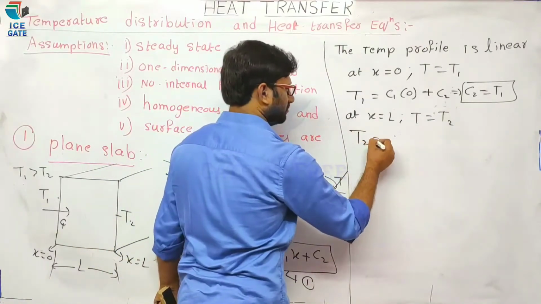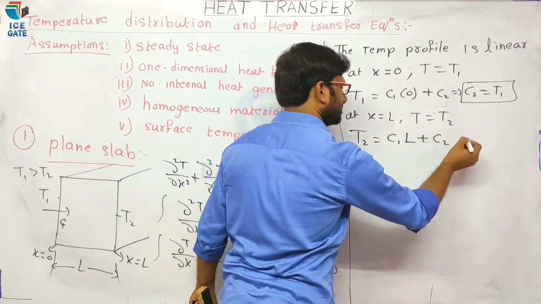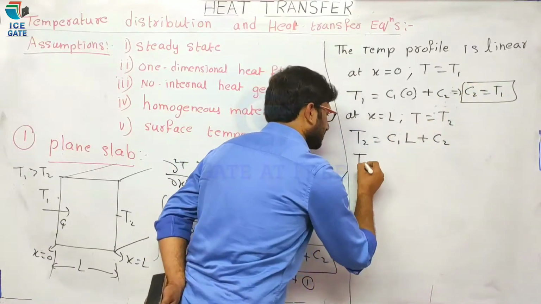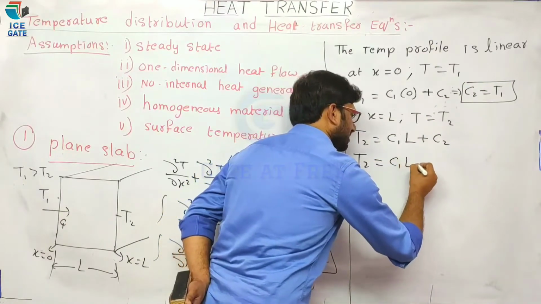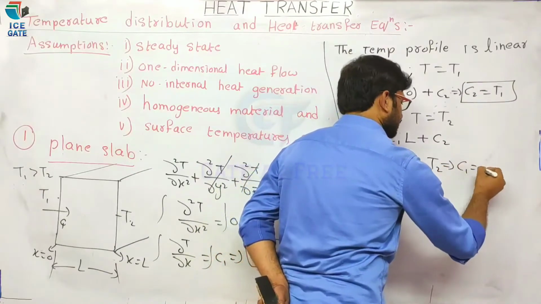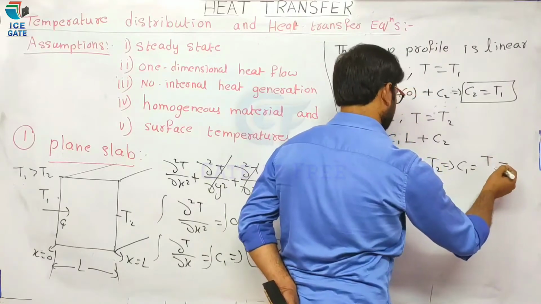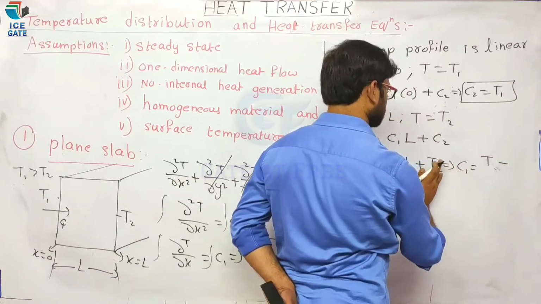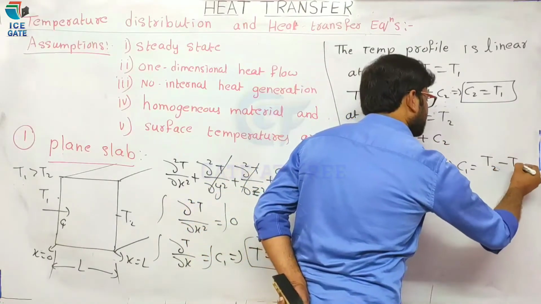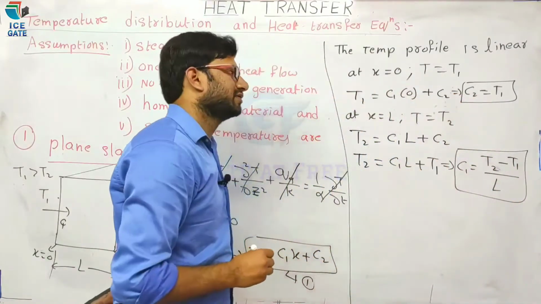Okay. Now T2 is equal to C1 in place of x, L plus C2. Now what is C2? T1. So T2 equal to C1L plus T1. From this find out C1. C1 is T2 minus T1, divided by L. Hope you understood.